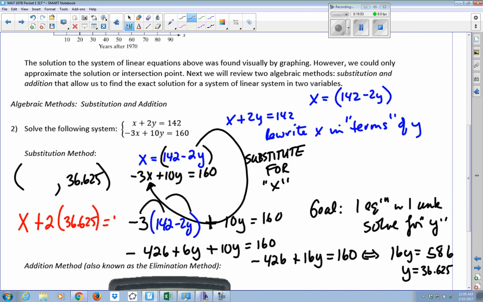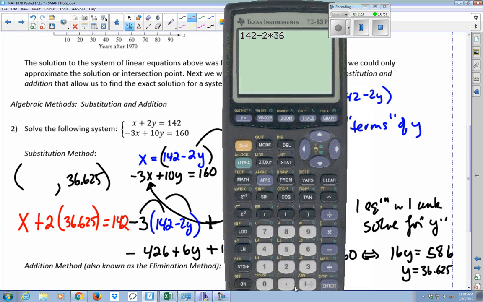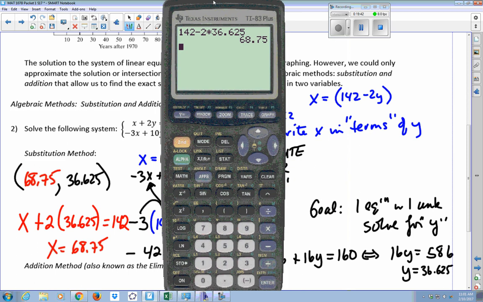36.625 equals 142. Okay, so that means x is going to be 142 take away 2 times 36.625, which is 68.75. So that's the method of elimination, of addition. The method of addition.